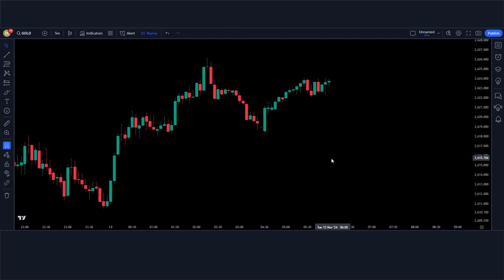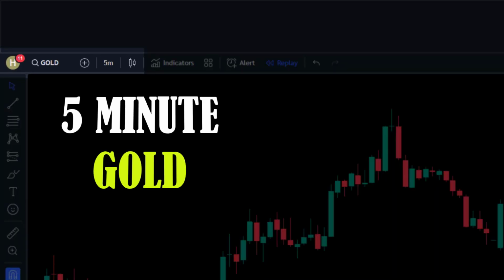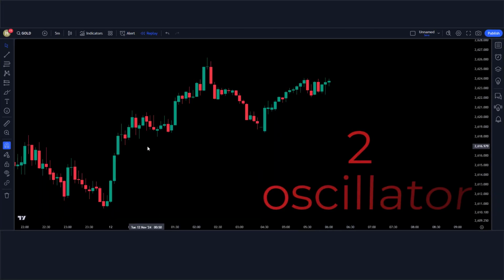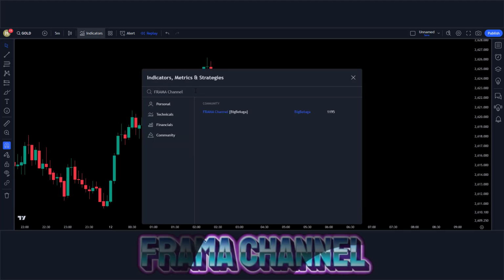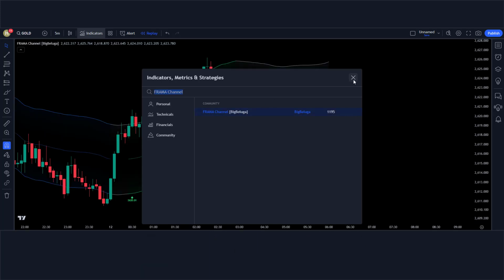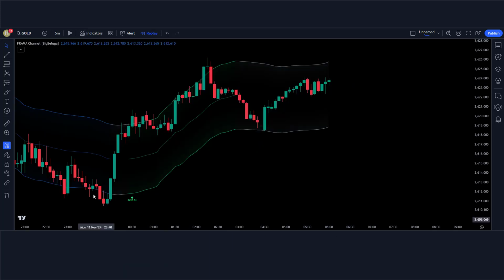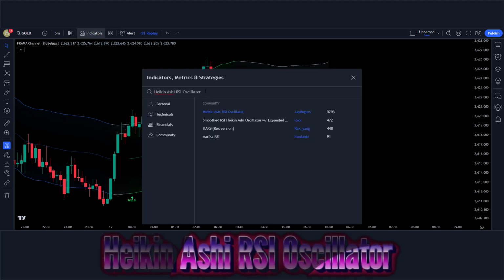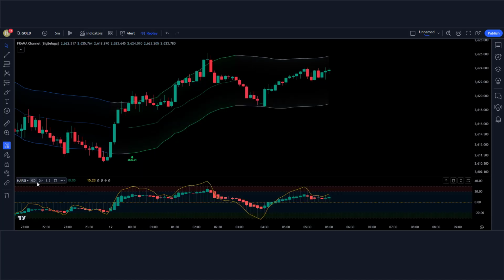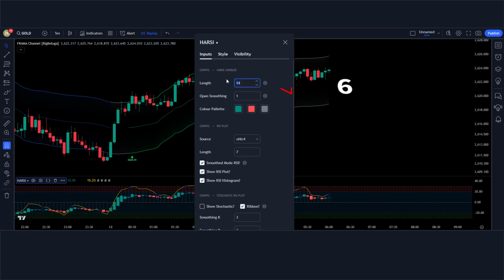So let's get started. Now let's create a trading setup. We are going to test this strategy on the 5-minute frame and gold chart. In this setup we would require two oscillators. First indicator name is FxMAPA channel. Second indicator name is FxMAPA RSI oscillator. Keep the indicator settings as I have shown here.